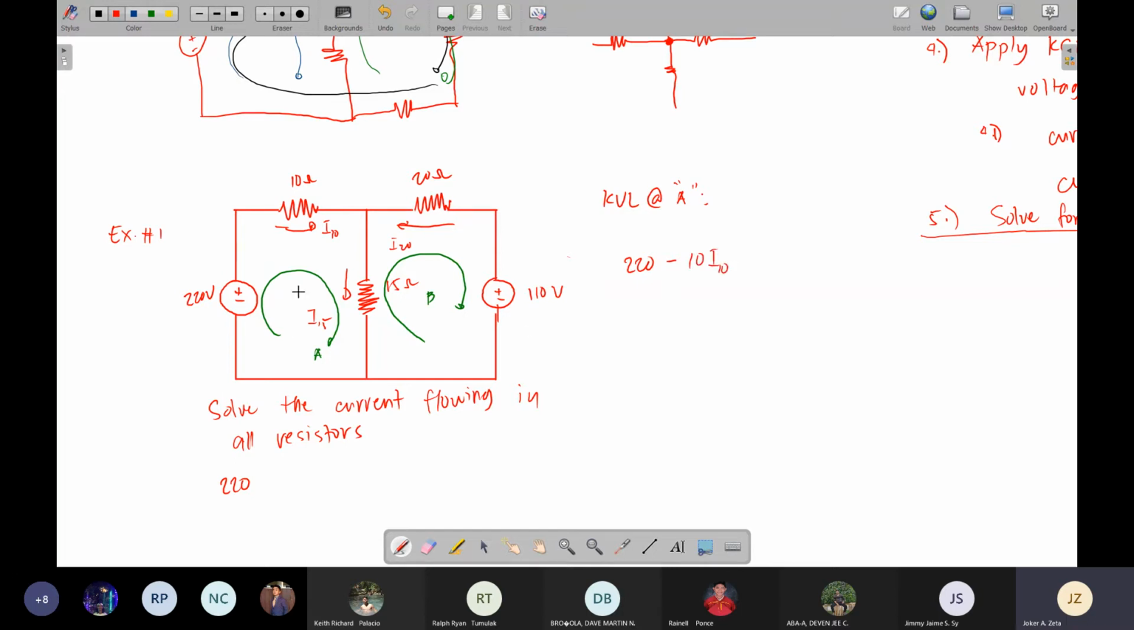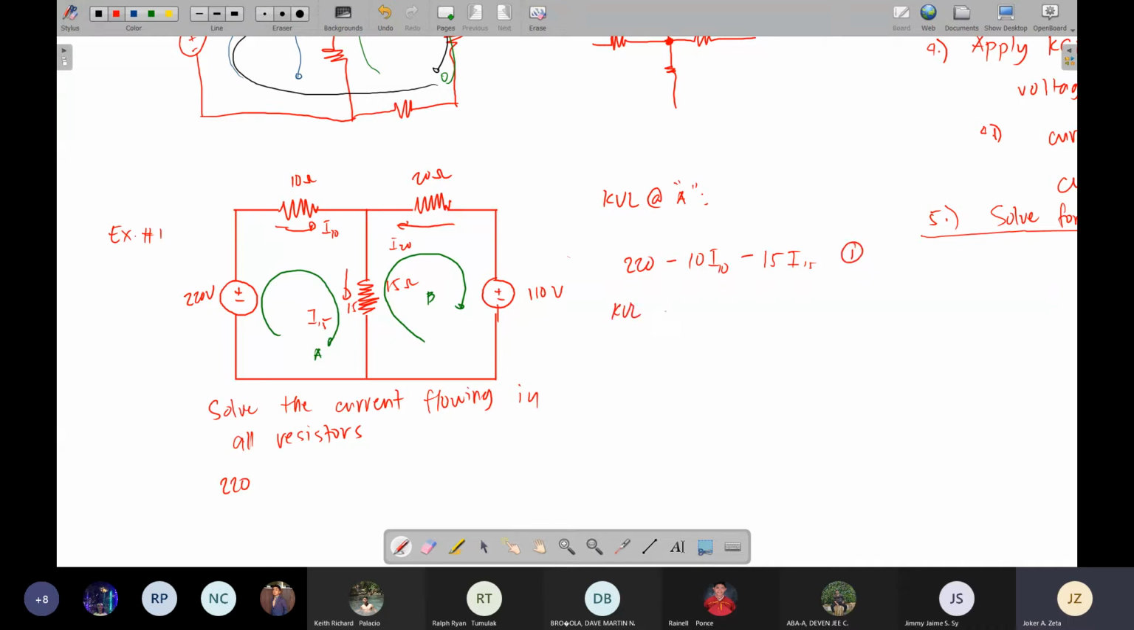Okay? Next, the loop passes through the 15 kilo ohm resistor, but again, the direction of the current and the loop are the same. Therefore, since it is the same, it will be negative again. So minus 15 I15. So 15 I15. So therefore, we have our first equation. Okay?